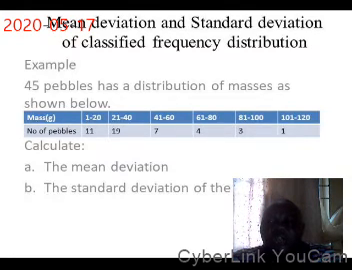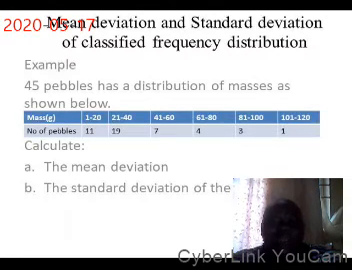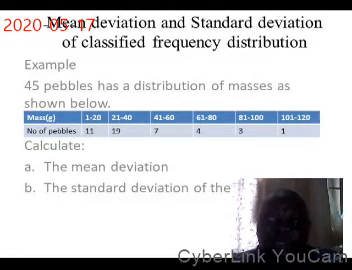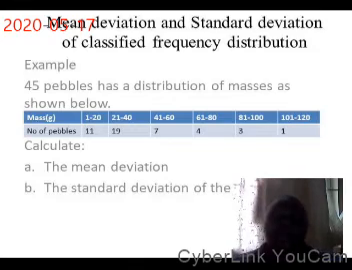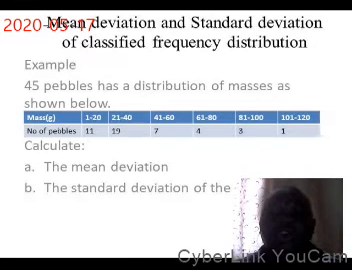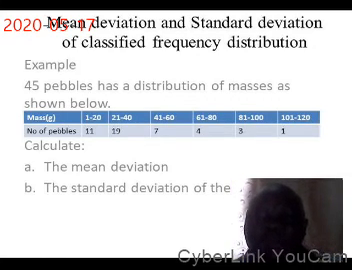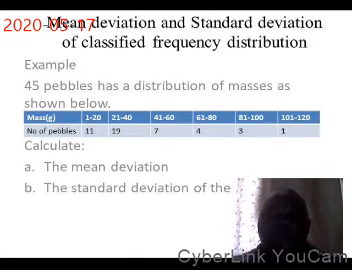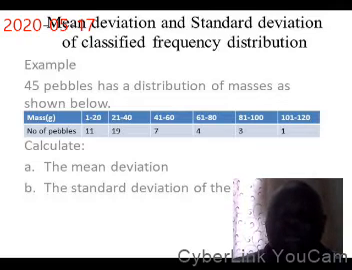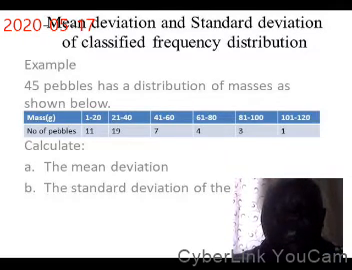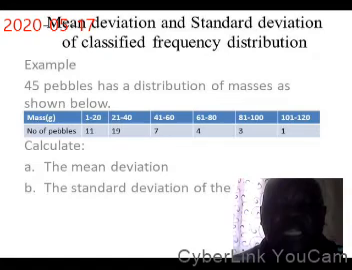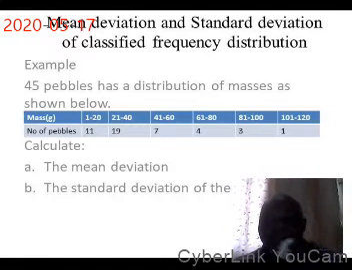Today, we are going to look at mean deviation and standard deviation of classified frequency distribution. In other words, sometimes we call this one grouped data. This is where we have some classes of data. We put them together as one. Let's look at the example below.